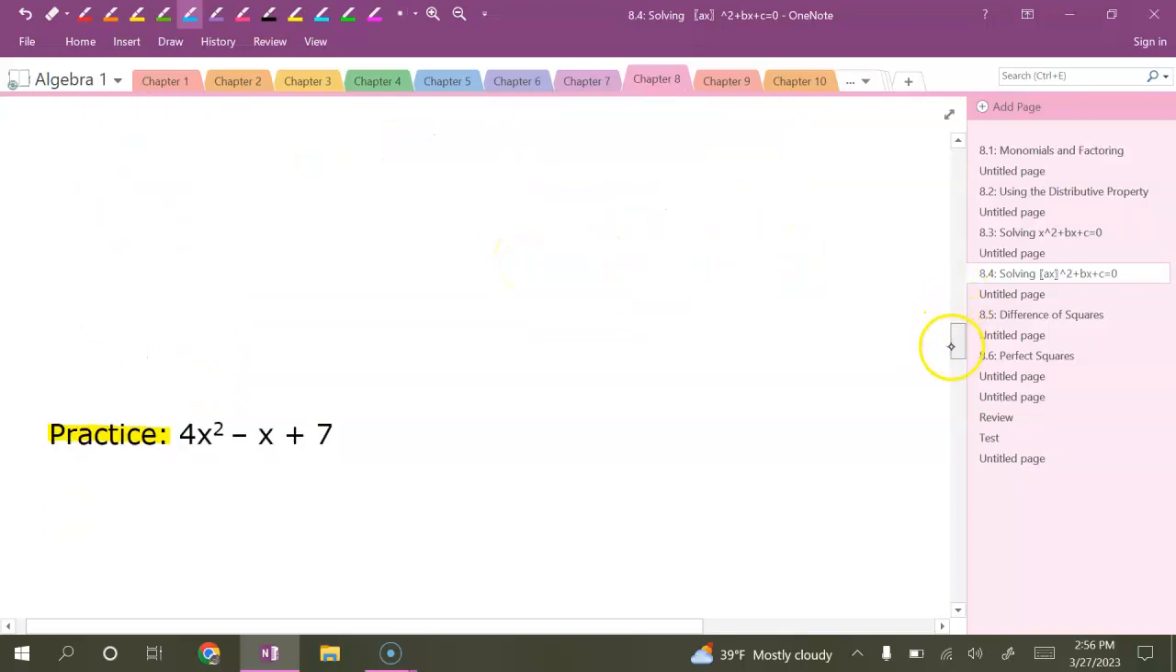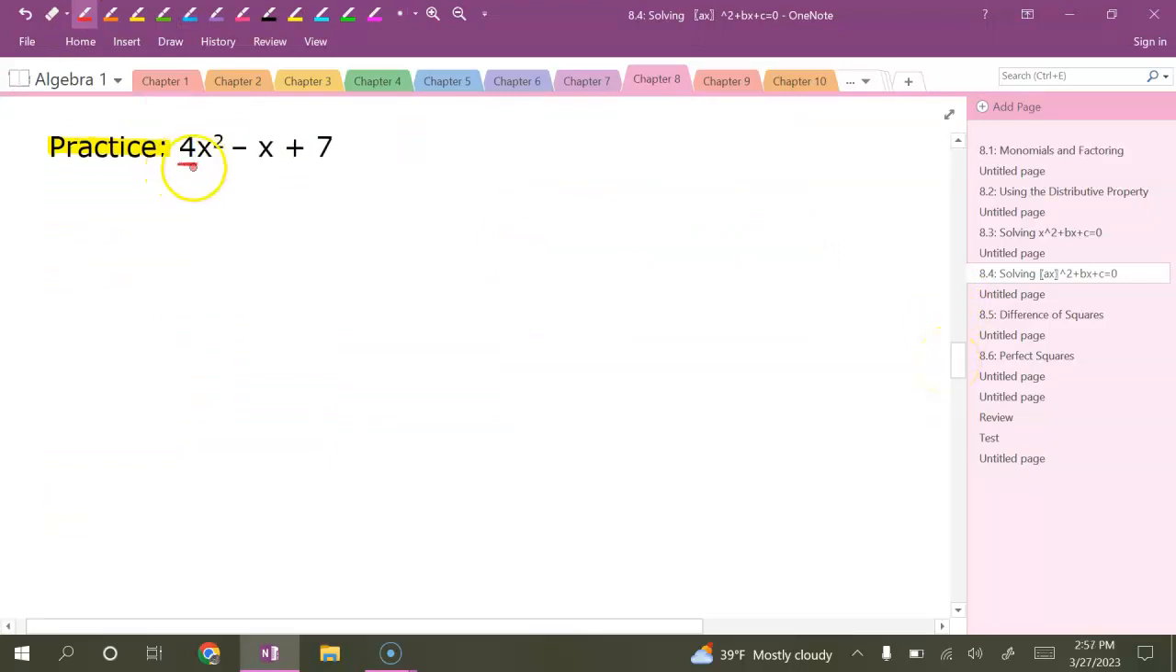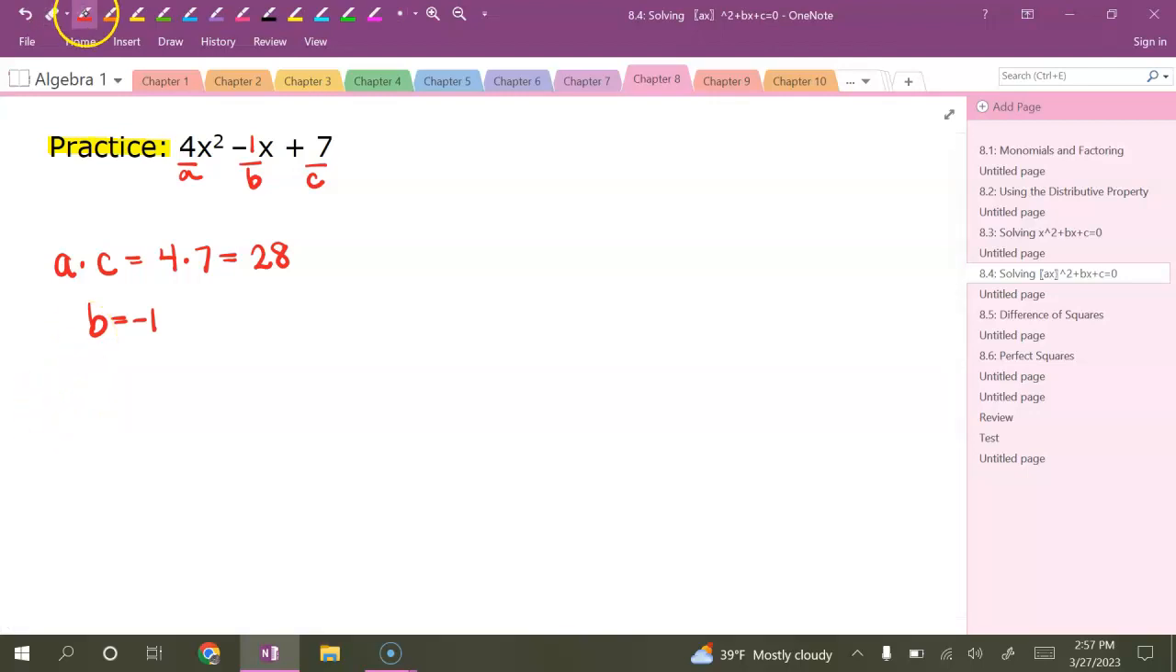All right, let's talk about this weird one here. So we start with A, B, and C. A is 4, B is that negative 1 that's in front of the x, and your C is 7. So we start by doing A times C, so 4 times 7, which is 28. And our B is a negative 1. Then we set up our chart. I'm going to move it over here actually to give myself a little bit more space. Multiply to 28, add to a negative 1.